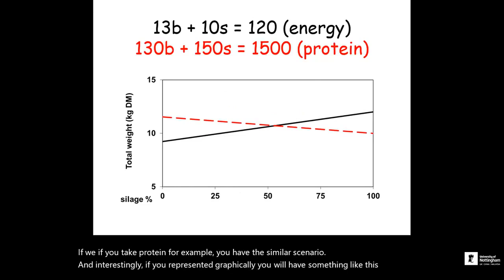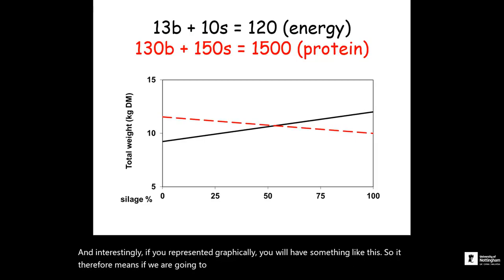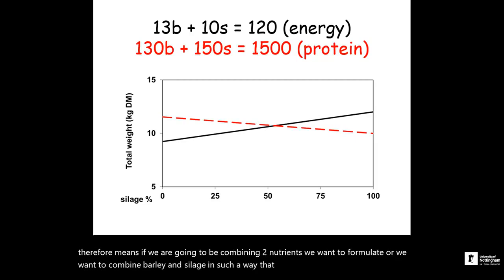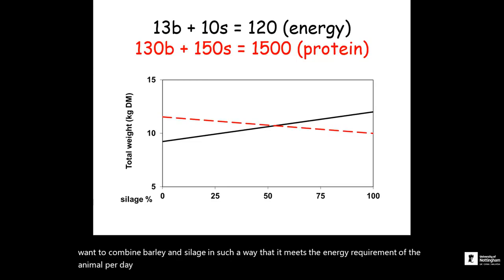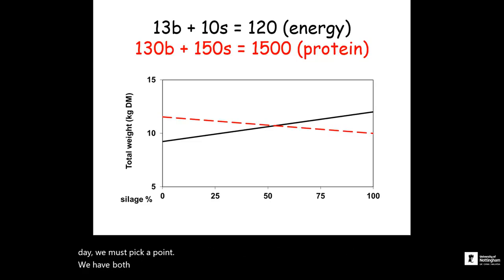So it therefore means if we are going to be combining two nutrients, we want to combine barley and silage in such a way that it meets the energy requirement of the animal per day, and it is also meeting the protein requirement of the animal for that particular day. We must pick a point where both combinations agree, and that will be the point in which the two curves intersect each other.